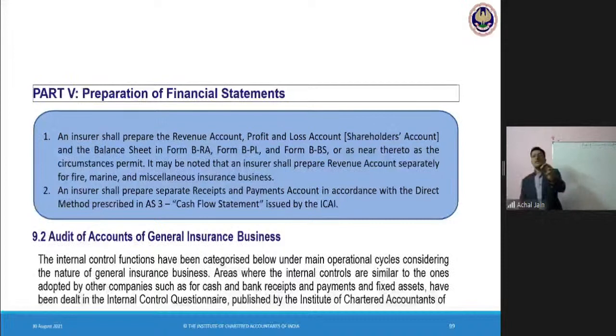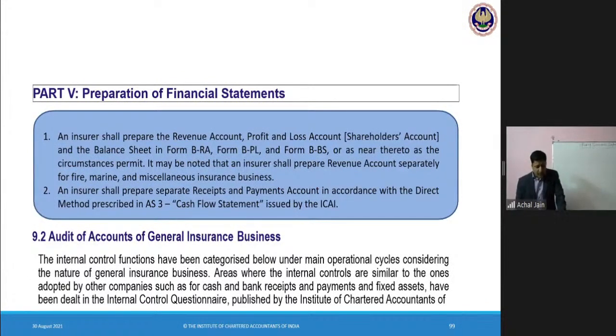Like for example, this Form B balance sheet. What is this? This is a format of the balance sheet. Form B PL. What is this? Format of the PL. Form B RA. Format of the revenue. So you need to strictly prepare the financial statements of insurance companies using these formats. You cannot change these formats.